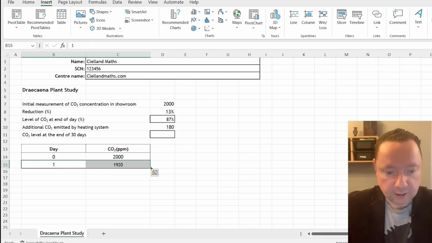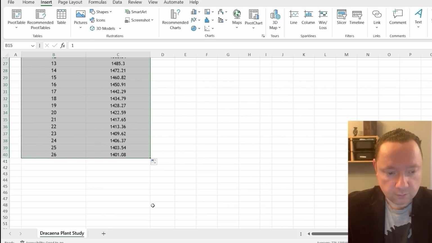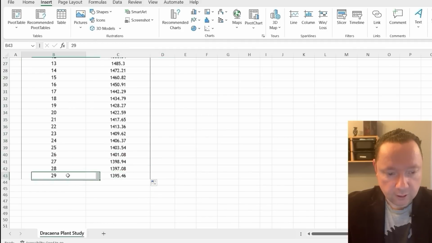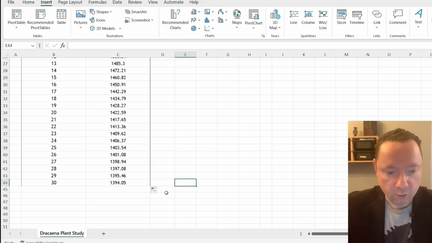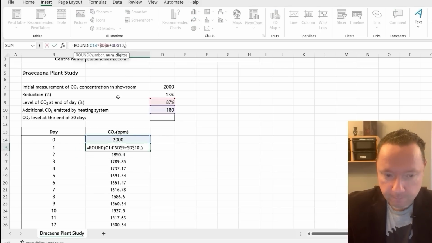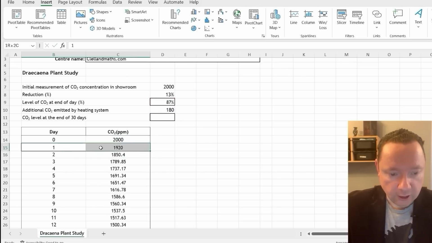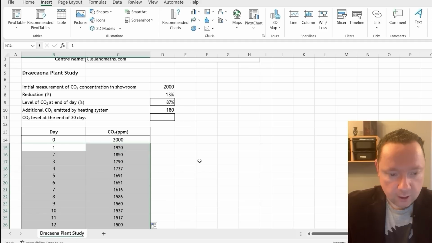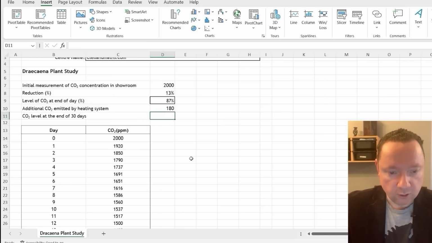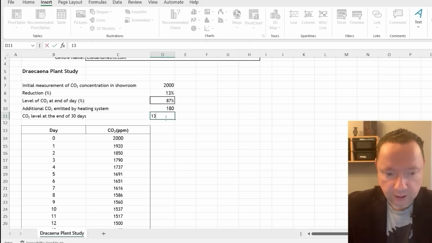So then 30 days, 26, 29, 30. So we've got 1394.05. I think I'm going to round that to no decimal places, or again, use the INT command. And there we are. We get a nicer number, 1394. So CO2 levels at the end of 30 days is 1394.